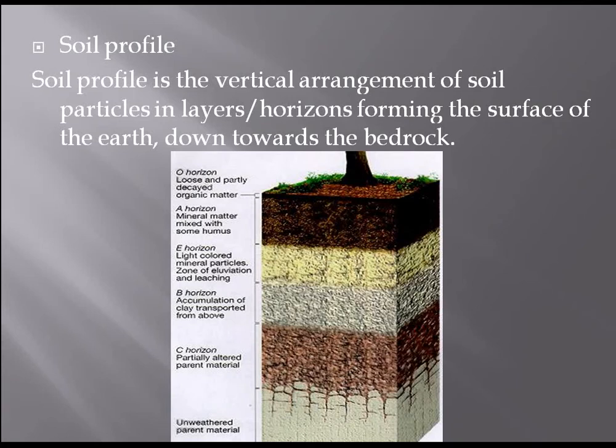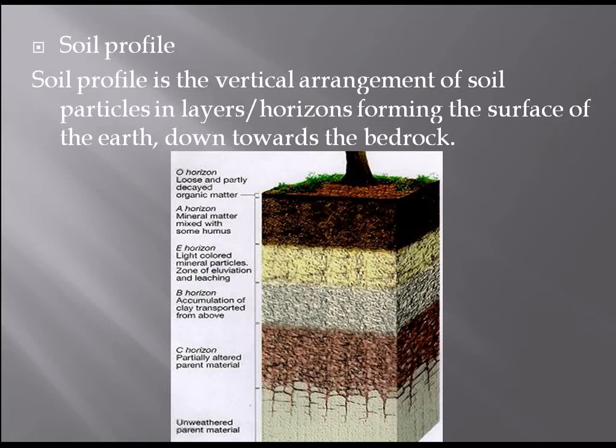Take a moment and understand this. Here we have the soil profile. We're going to look at the catena now, but first let's understand the soil profile. Once again, it is the vertical arrangement of soil particles in layers, or horizons, from the surface of the earth down towards the bedrock. Are we together on that point? Can we move on?